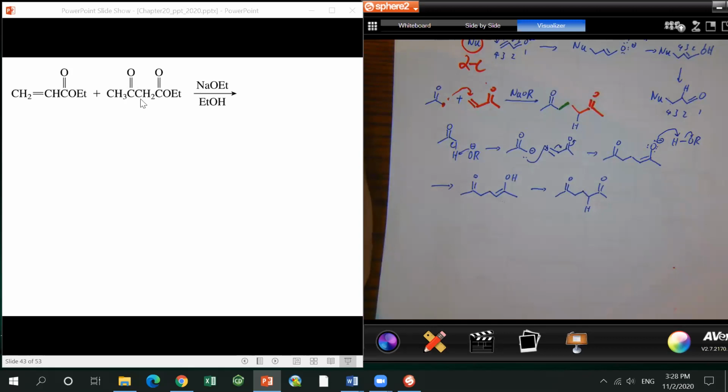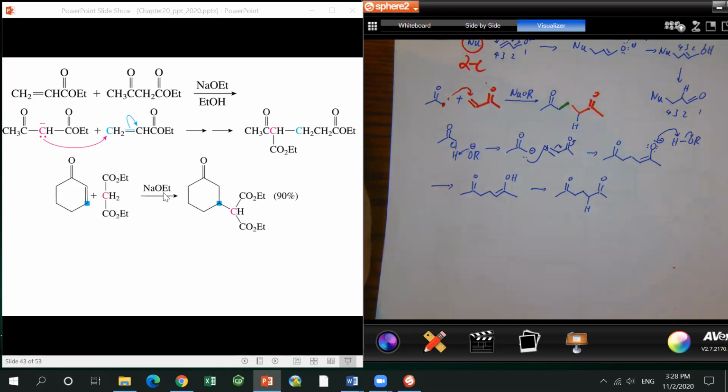We know that the middle carbon has very strong nucleophilicity because it has relative acidity. The substrate is an alpha beta unsaturated ester. After the reaction, you can generate the addition product. The second one uses malonate ester as a nucleophile, here, and attacks an alpha beta unsaturated cyclic ketone. So that's also an addition here.